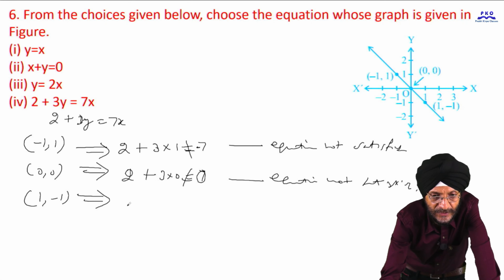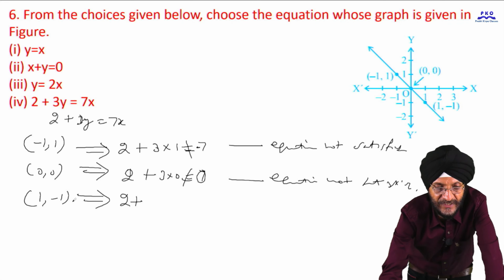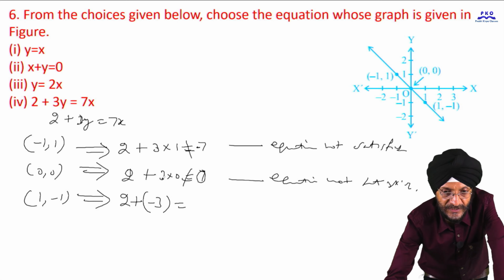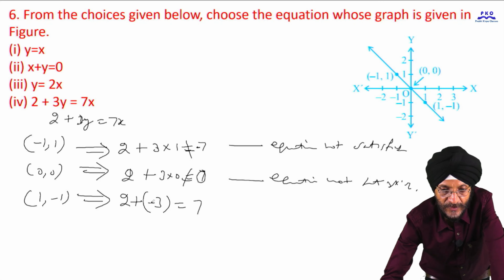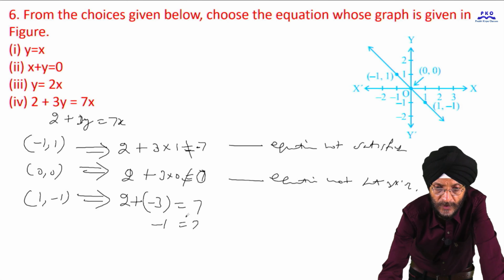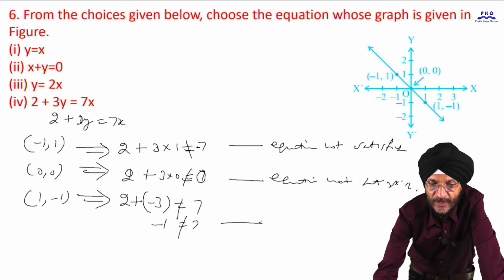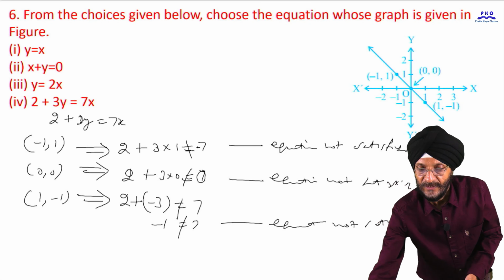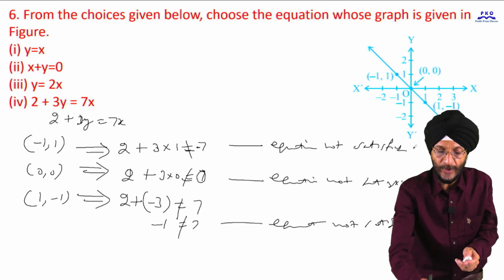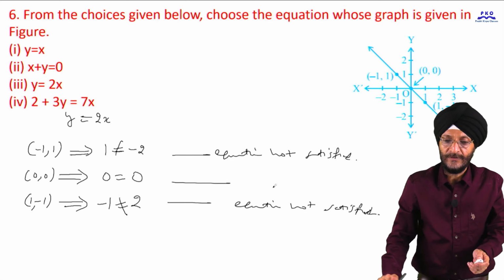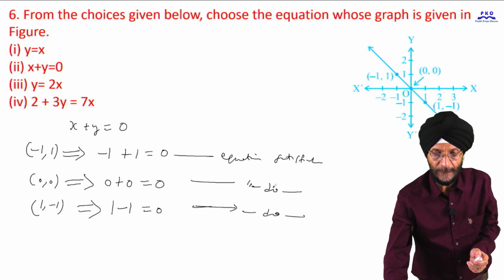Here, what is the situation? 2 plus 3y, 3y means minus 3. Next, 7 into x, 7. So, 2 minus 3 becomes -1 is equal to 7. No, it is not equal to. Equation not satisfied. So, what we have arrived at in all this? Here, all the three solutions do not fit into the fourth equation. Here only two solutions fit into this equation. This is not the proper answer.